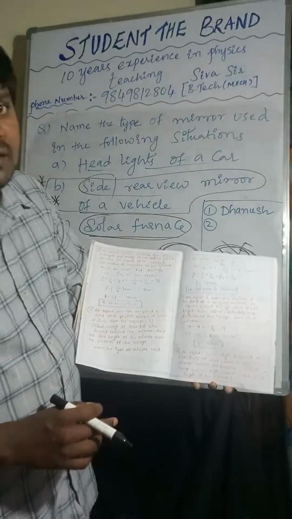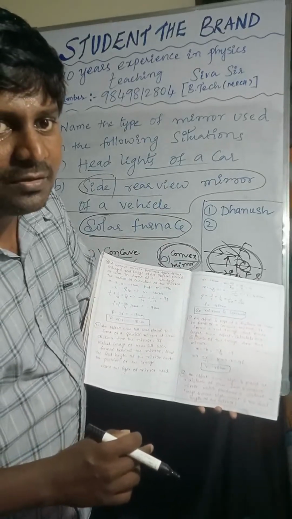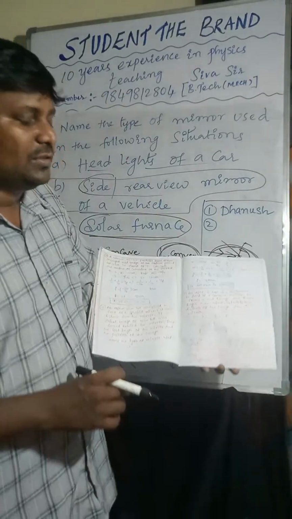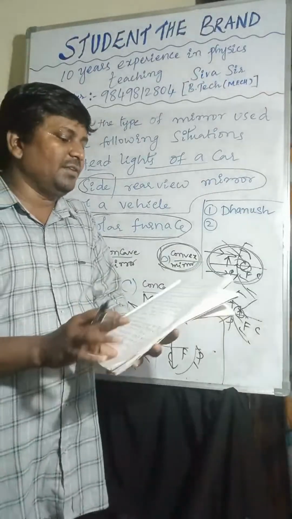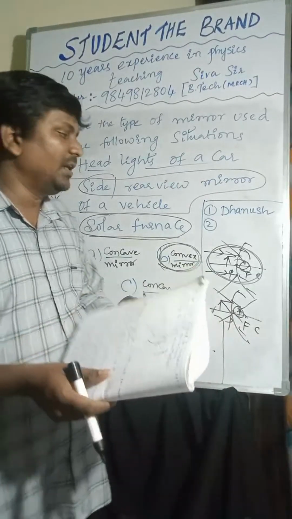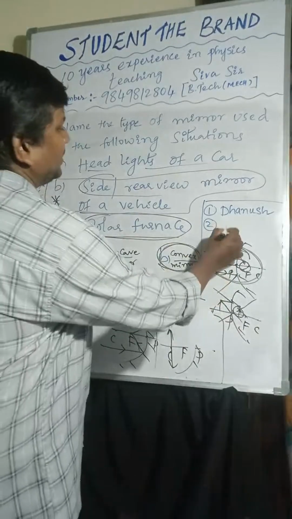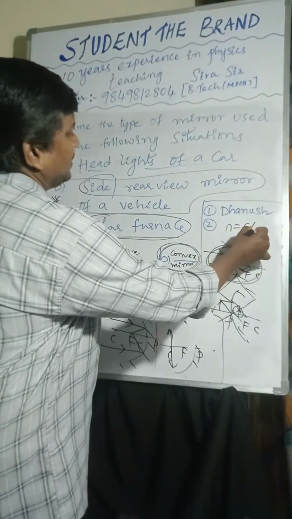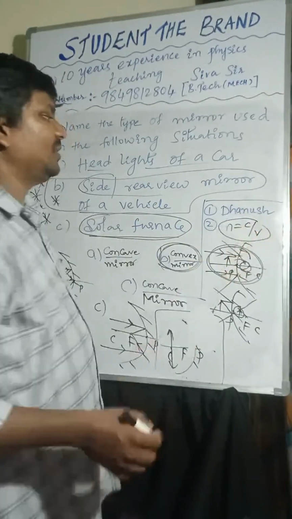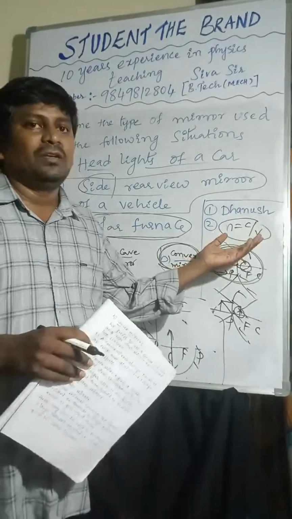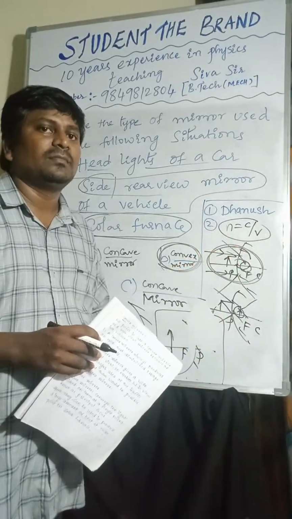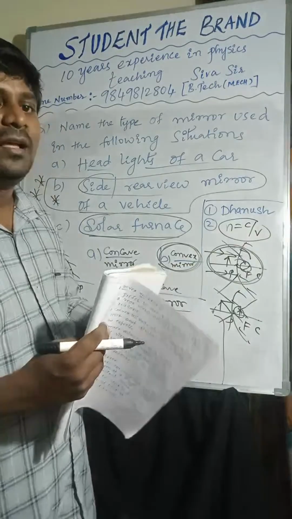Sir, what is the absolute refractive index of a medium? The speed of light in vacuum divided by the speed of light in medium is called the absolute refractive index. Here C is 3 into 10 power 8 meter per second, and V is the velocity in the medium. Still? Okay.